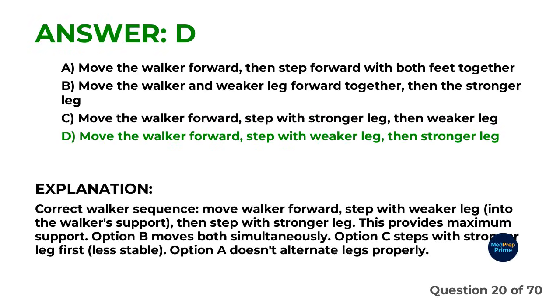Correct answer D. Correct walker sequence. Move walker forward, step with weaker leg, into the walker support, then step with stronger leg. This provides maximum support. Option B moves both simultaneously. Option C steps with stronger leg first, less stable. Option A doesn't alternate legs properly.